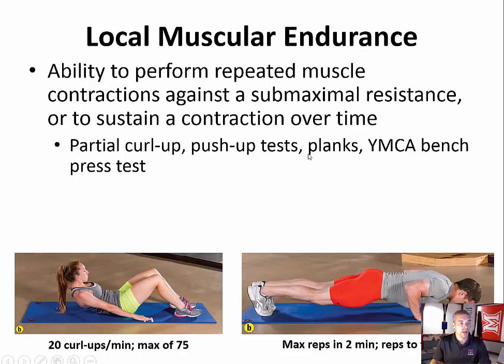There's also performing movements where a contraction is sustained over time, such as planks. Another common test of local muscular endurance is the YMCA bench press test, where typically the athlete would perform as many reps as possible using a submaximal load for the bench press. And that's typically, I think, 45 pounds for females and 85 pounds for men.